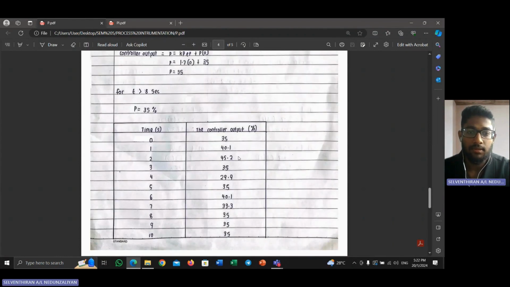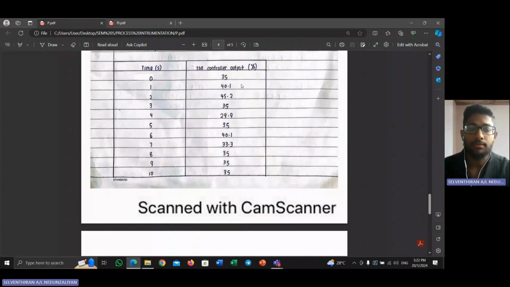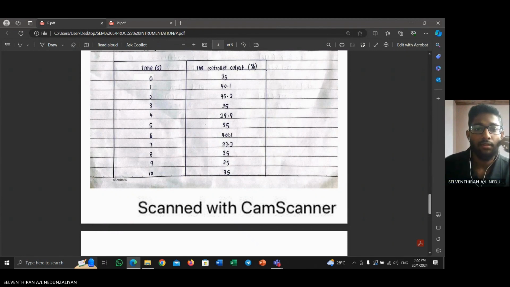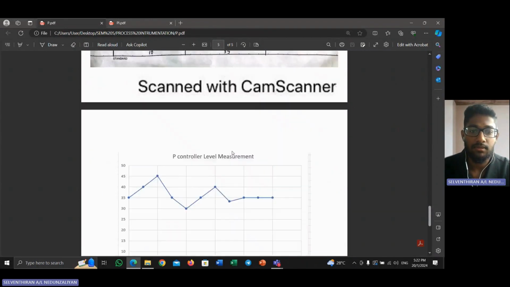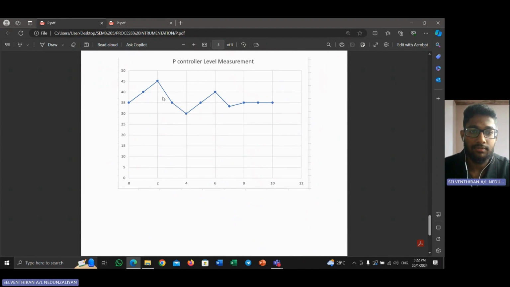Here we see the table. The output increases and then decreases at 3 seconds, and then it decreases again and then increases at 8 seconds, and then it increases and then decreases. After 8 seconds, it maintains a constant percentage. Here we can see from the graph.